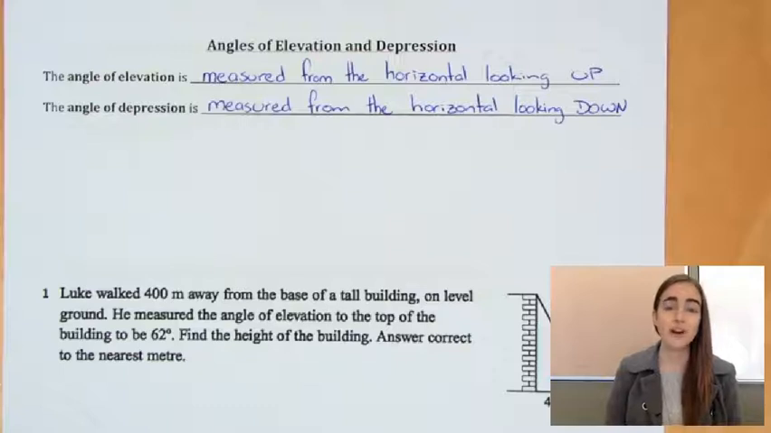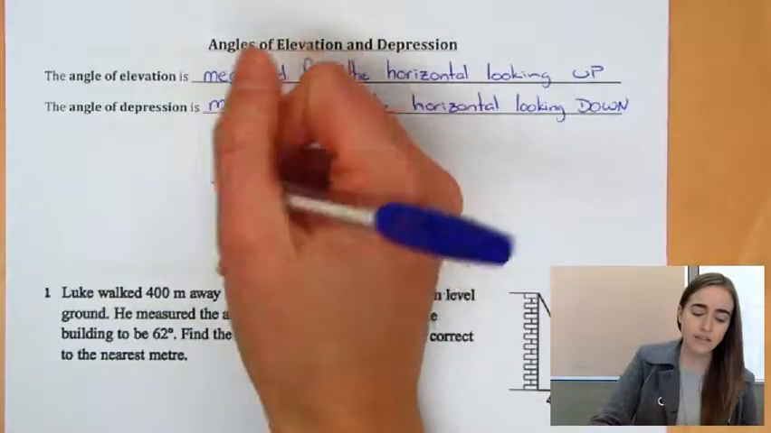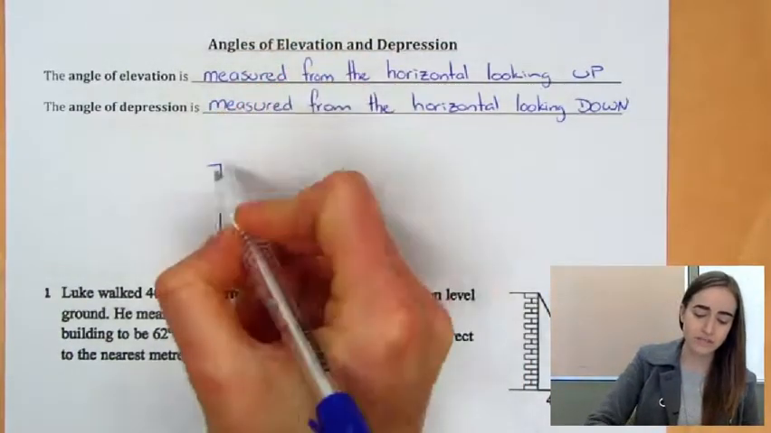In this video, I want to have a look at angles of elevation and depression when we're looking at trig. So the angle of elevation is measured from the horizontal looking up, and the angle of depression is measured from the horizontal looking down.